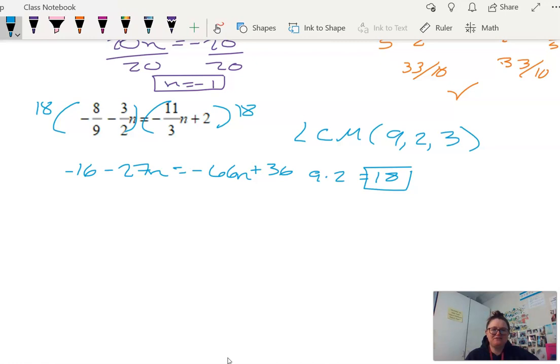Okay, so now, negative 66n needs to get, now we just have a basic equation, so we need to get rid of negative 66n, so we're going to add 66n to both sides. Those cancel, we have negative 16. That's another calculator one, so we have negative 27 plus 66. See what I mean by the numbers get kind of big when we use this method? Which is no big thing because we have a calculator.